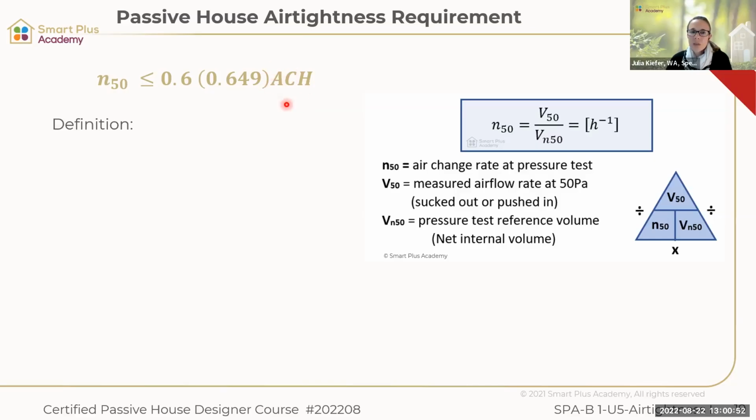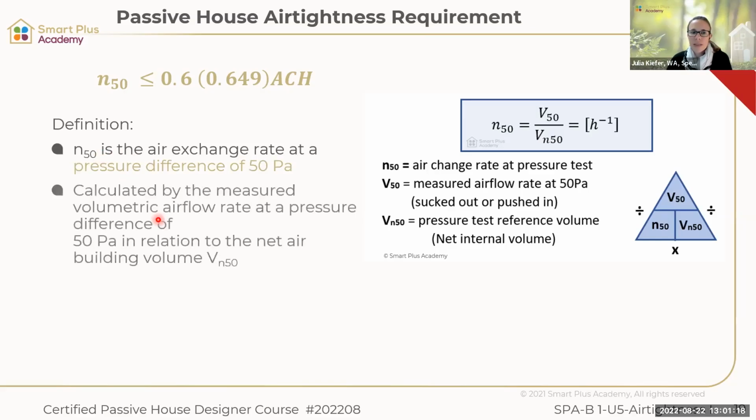There are different ways to express the unit for this. So ACH is one, hour to the power of -1 is another one. Or you could write this one as 1 divided by hour, so per hour. And all of these three are okay, just so that you know that all of these three can be used as your unit. So the definition, N50 is the air exchange rate at a pressure difference of 50 Pascal.